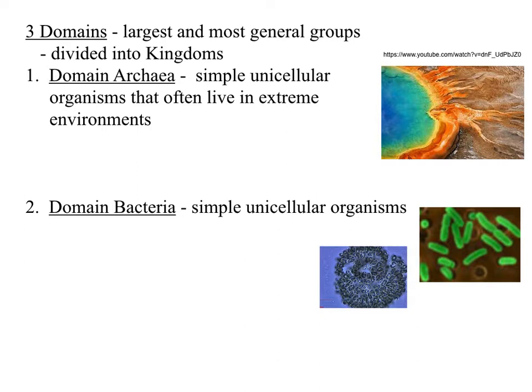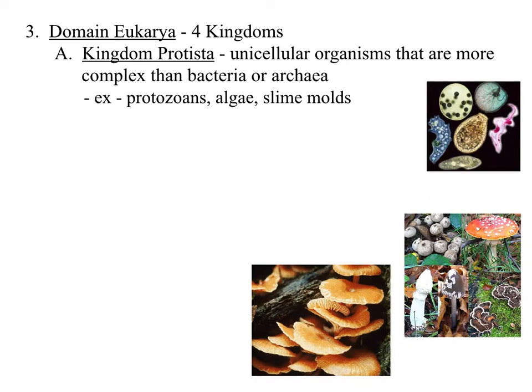The third domain is the largest domain, and that is domain Eukarya. Eukarya contains 4 kingdoms. The first kingdom is kingdom Protista. These are unicellular organisms, so they're made of one cell, but they're more complex than the bacteria or the archaea. Up here are some examples of things that would be found in kingdom Protista.